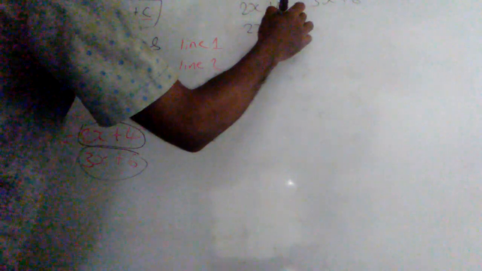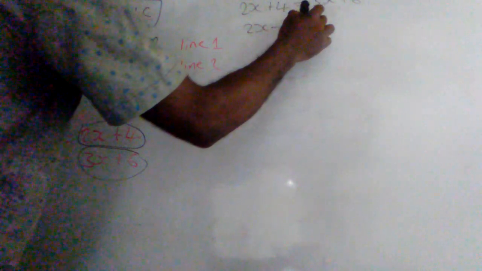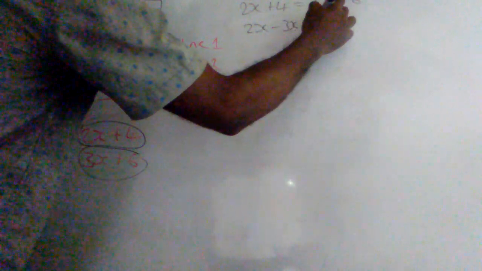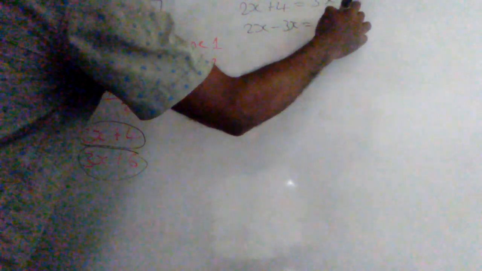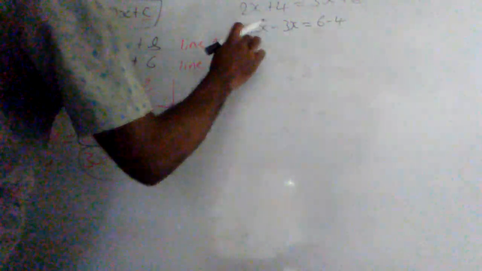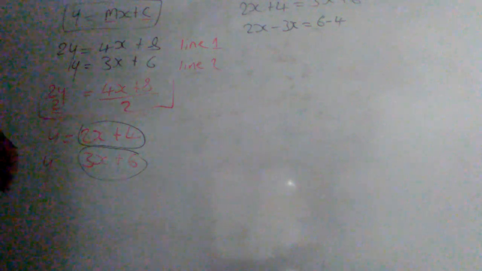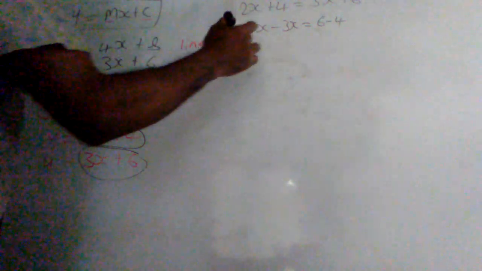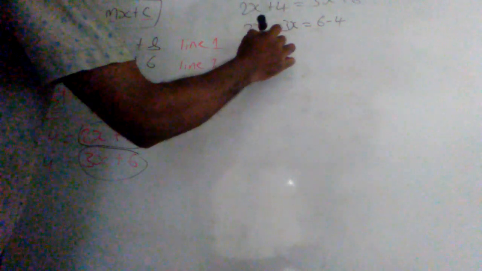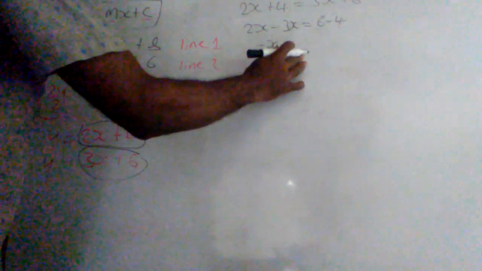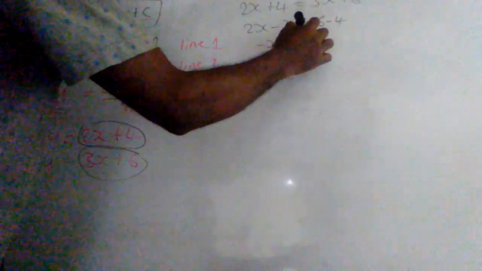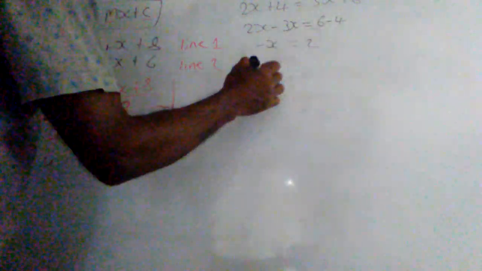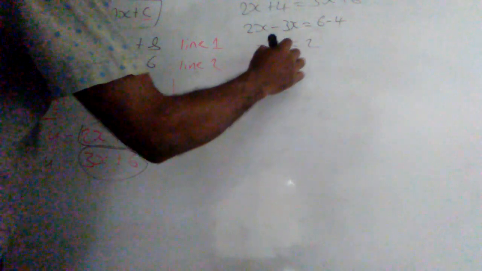So 2x minus 3x equal 6 minus 4. 2x minus 3x will be equal to negative x, and 6 minus 4 will be equal to negative 2. So x will be equal to negative 2.